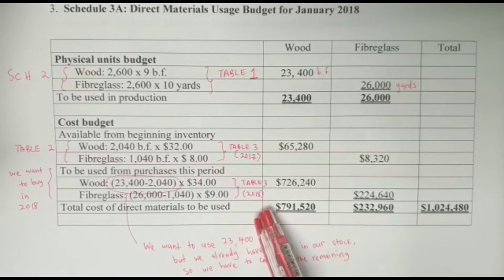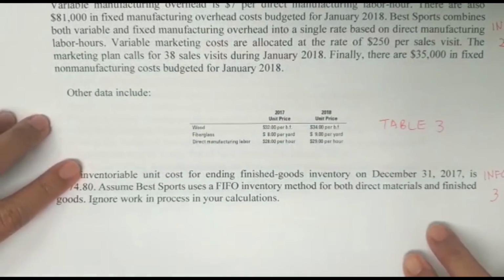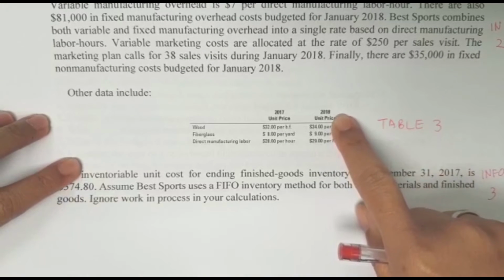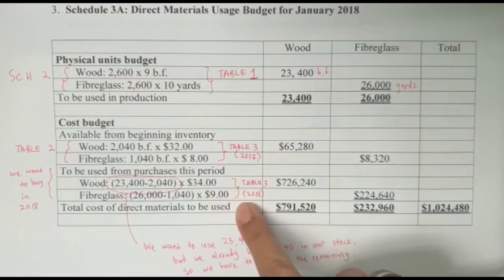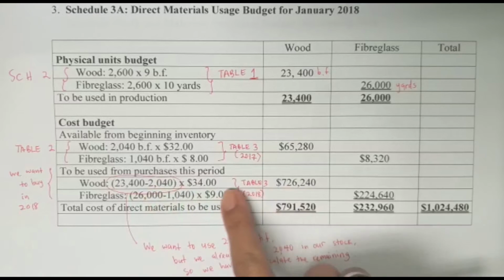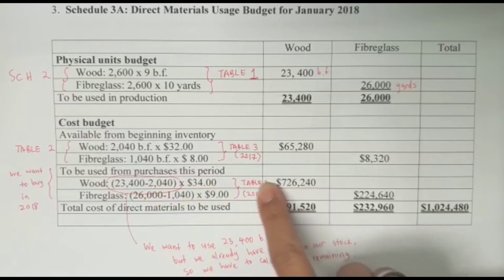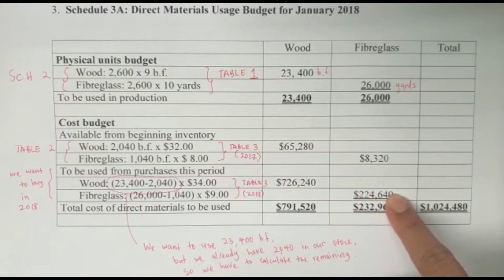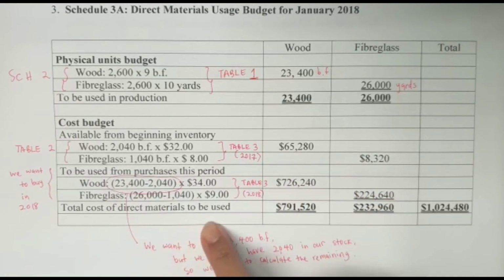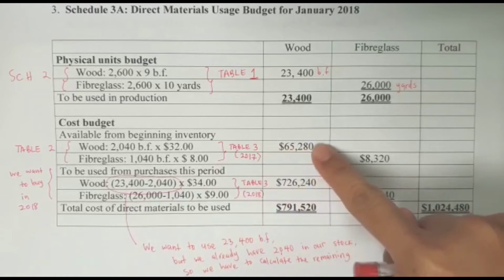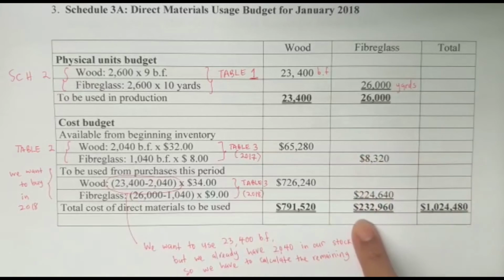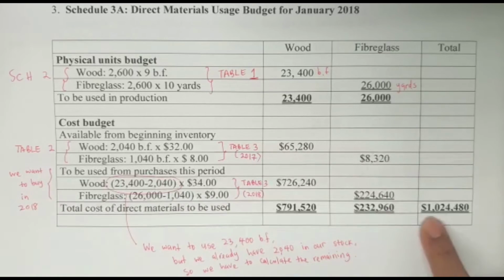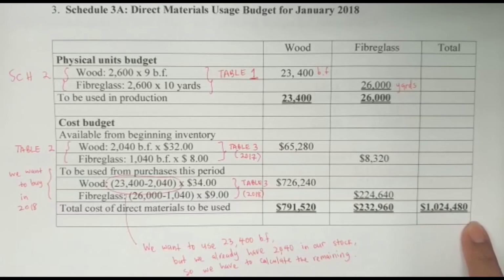Looking back at table 3, we can see that for the year 2018, the unit prices are 34 and 9 respectively. So I include the price here, and you multiply the remaining quantity by the price, and you can get this figure. The total cost of direct material to be used, calculating both of them, is 791,520 and 232,960, and the total of both would be 1,024,480.